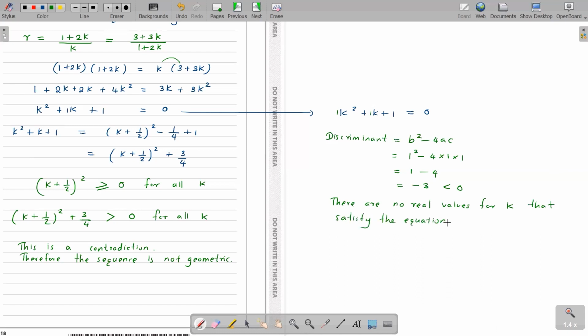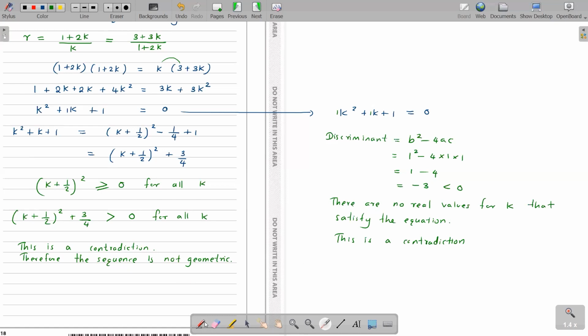So if there are no real values of k that satisfy the equation, what does it mean? This is a contradiction, because it says that our assumption is wrong. We assumed that this equation is geometric, thereby assuming that this equation would have solutions. Then we come to a point where there are no solutions, which means it's a contradiction. The statements do not agree with each other.